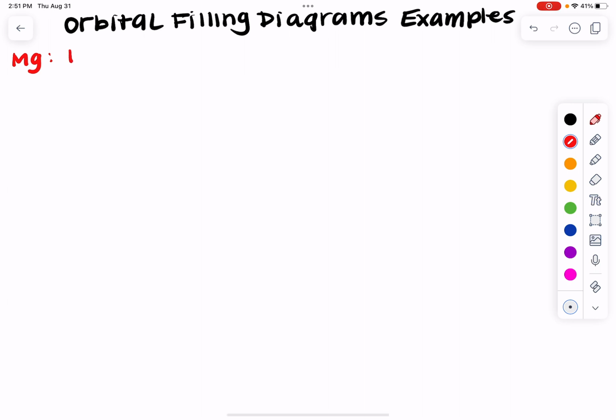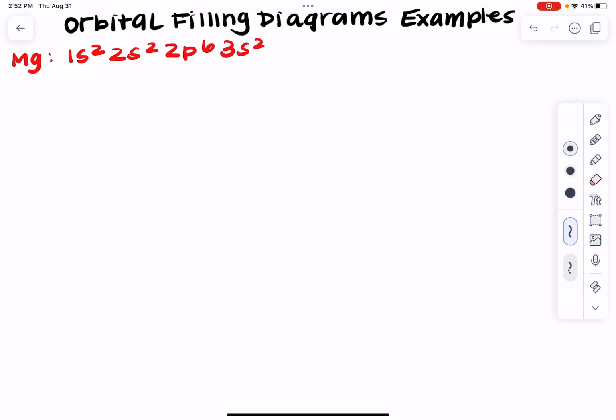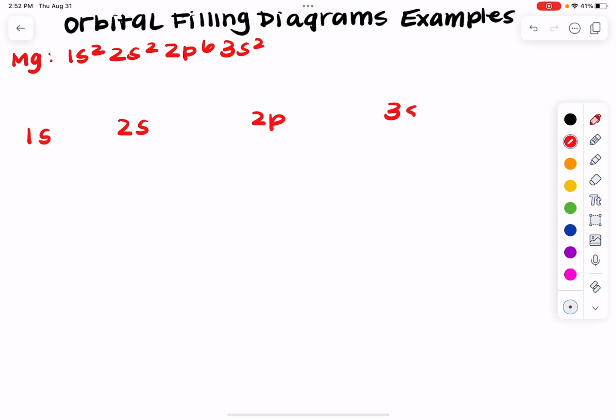Magnesium has an electron configuration of 1s2, 2s2, 2p6, 3s2. So basically, we want to draw out the orbitals and draw out the electrons that are in those orbitals. And that's basically going to give us an orbital filling diagram.